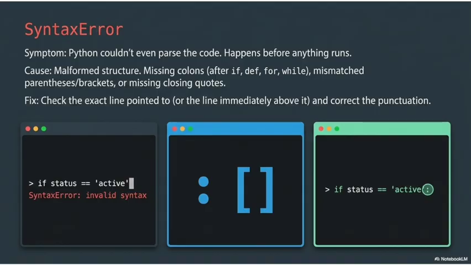One key subtlety: Python sometimes reports a syntax error on the line after the actual mistake. If the flagged line looks correct, check the line above it for a missing closing parenthesis or bracket that Python only noticed when it hit the next line.